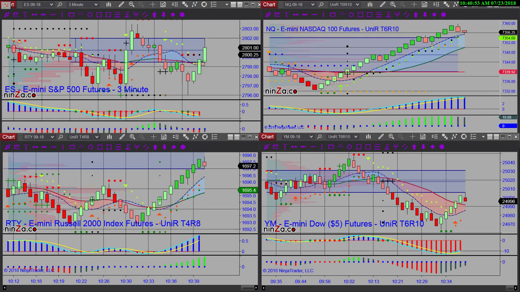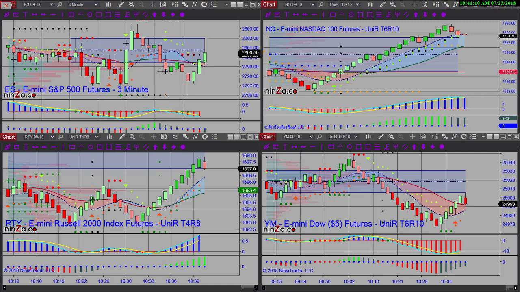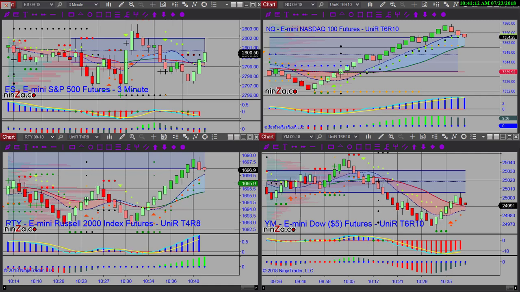Thanks, David. Now I've got the ES here on the chart in the upper left. The only true trading vehicles right now are the Russell and Nasdaq. Russell's trying to pull back a little bit. It needs that little rest. Let's see if we get our lightning bolt patterns going.